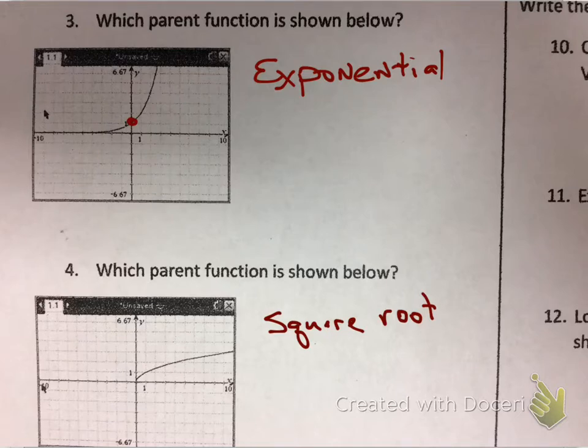Okay, so this one, apparently, I forgot to hit play to record, so oops. So you can already see the answers here. But you can see that this one goes through 1, it's curving up, that's exponential. This one is a square root because it starts at 0, kind of has like a little half thing and kind of goes there. So there you go, those two. These really shouldn't be that hard. If you've got that parent functions worksheet, that should make it easier.